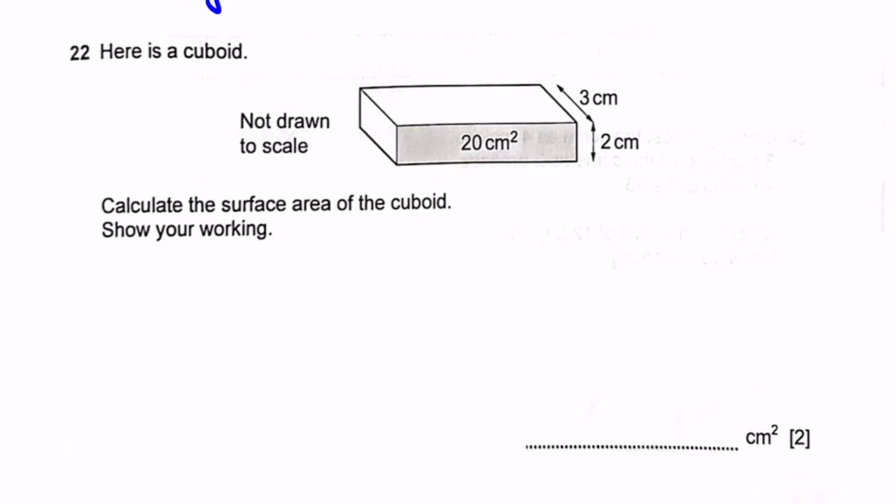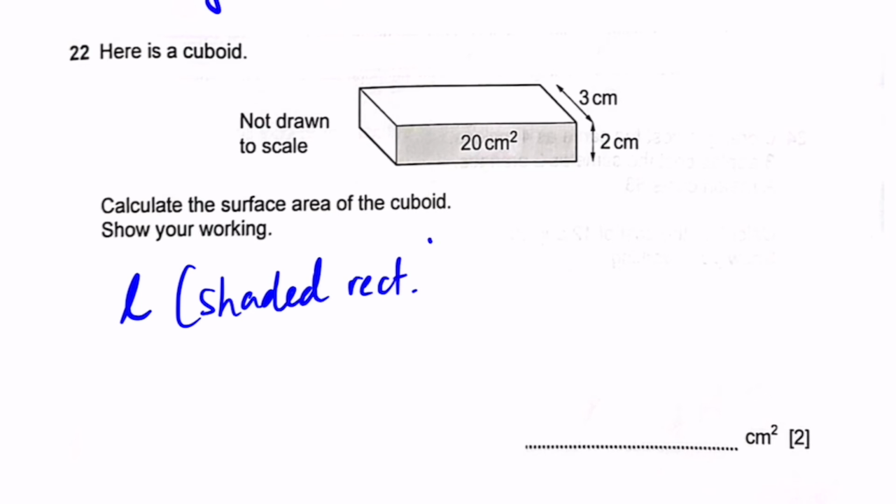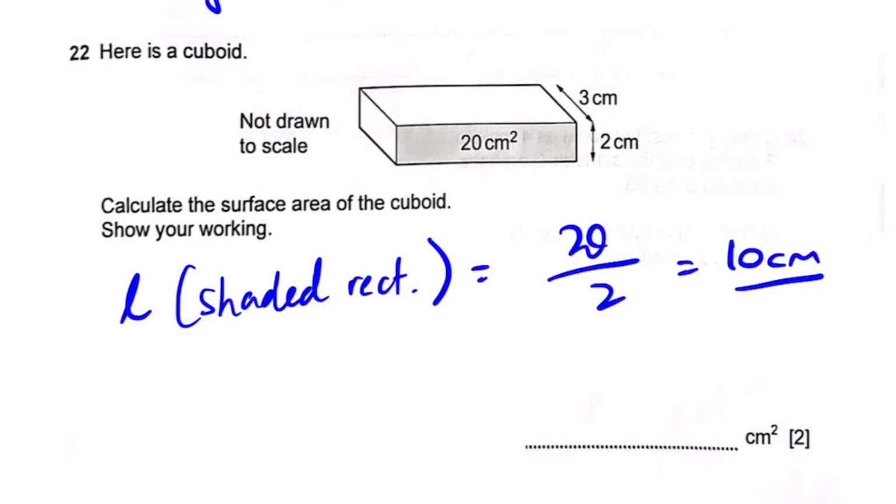Here's a cuboid. Calculate the surface area of the cuboid. Show your working. So we have this as 20 centimeters squared, right? And we have the width of this rectangle as 2 centimeters. Now the length of the shaded rectangle will be equal to 20 by 2, which is equal to 10 centimeters. So you can do that.